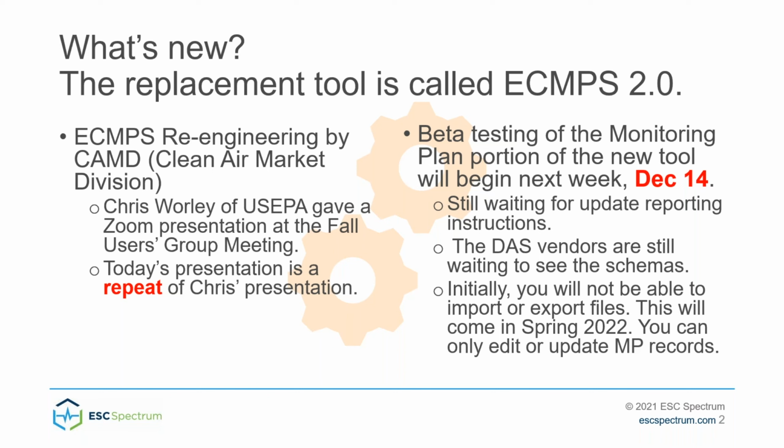Once we receive that, they can begin updating their software to produce the new JSON formatted files according to the schema. Initially, you will not be able to import or export files, but you'll be able to modify the monitoring plan files. The opportunity to import and export those files will come in the spring of 2022, so that functionality will become available in about 2 to 3 months.